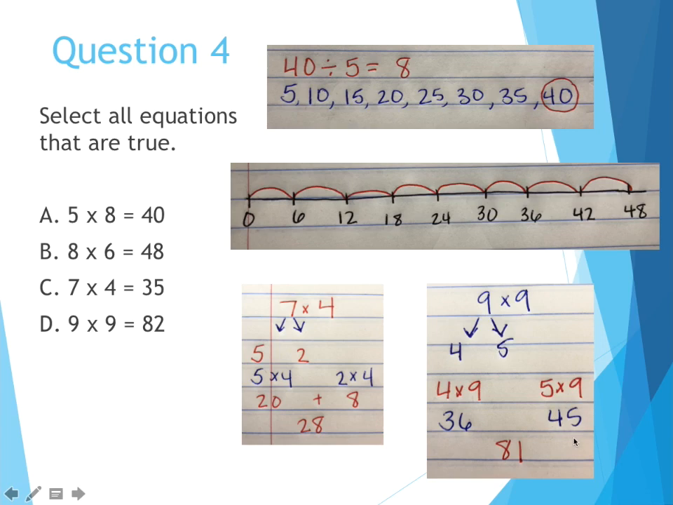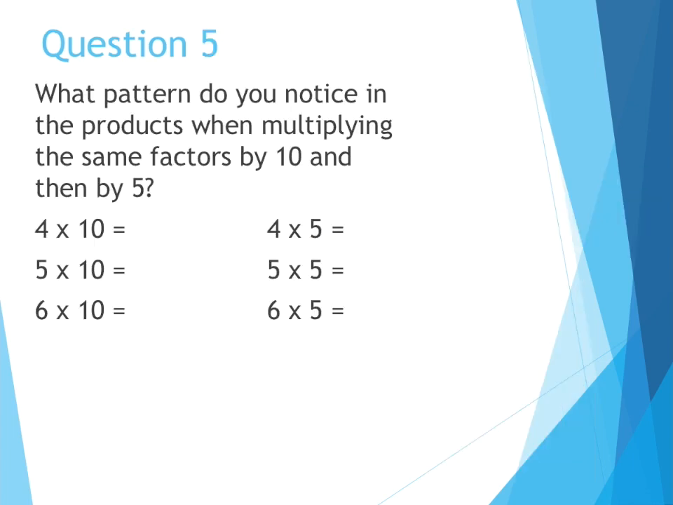And then I'm going to say 5 times 9, which gives me 45. Okay, and again, I know my 5s really well. So when I add those together, I get 81. And when I look back at D, it says 9 times 9 equals 82. Well, I know that's not correct because the correct answer should be 81. Okay, so moving right along to question 5.